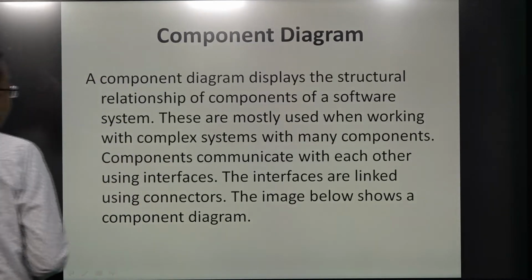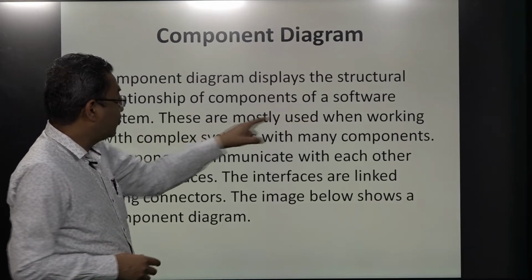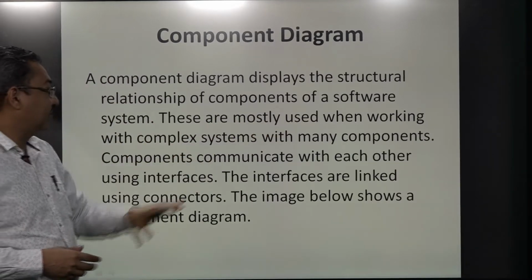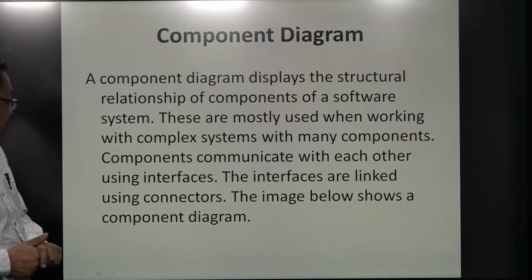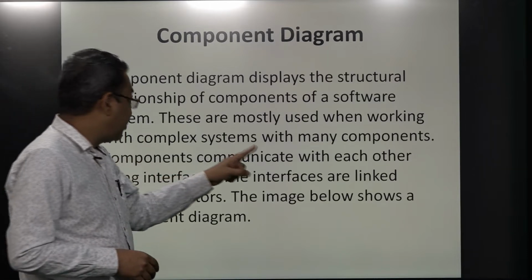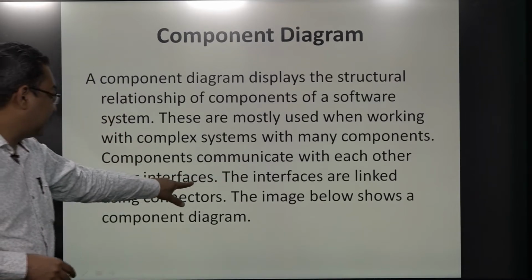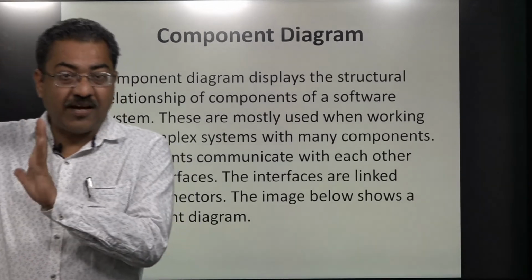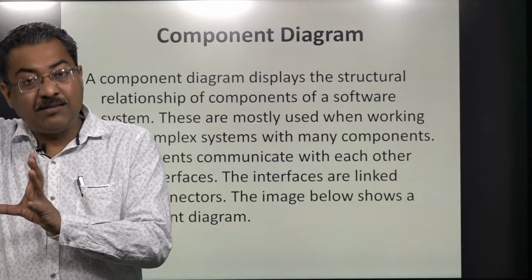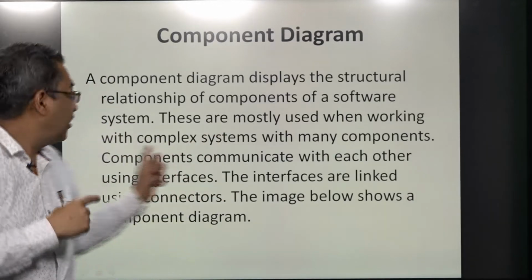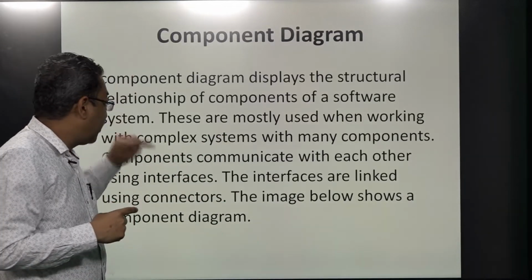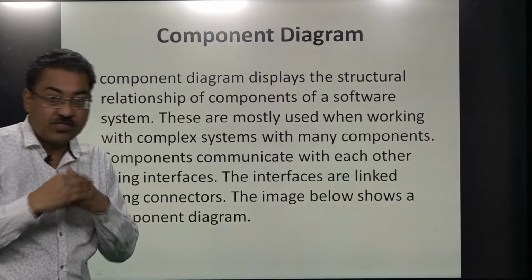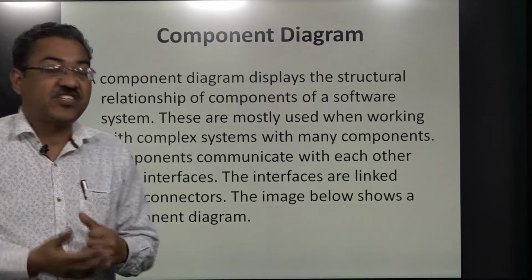For that हमारे पास क्या है? Component diagrams हैं. These are mostly used when working with complex systems with many components. ठीक है, कंपोनेंट्स कम्युनिकेट विद ईच अदर यूजिंग इंटरफेसेस. मतलब क्या है, व्हाट इज द डिफरेंस बिटवीन अ क्लास एंड कंपोनेंट? क्लास में क्या है, एक क्लास इज अ ब्लूप्रिंट, राइट? लेकिन उस ब्लूप्रिंट के साथ जब हम कंपोनेंट की बात करते हैं तो दे आर विद द इंटरफेस यूजिंग विच दैट क्लास कैन मेक द इंटरेक्शंस.